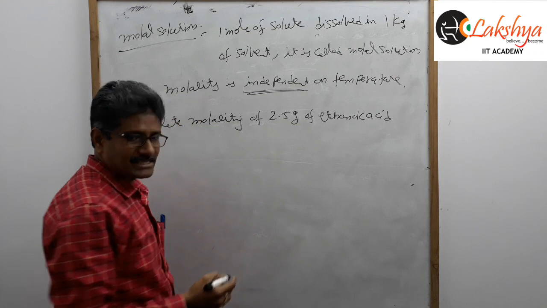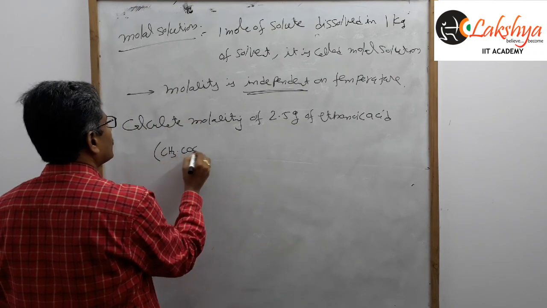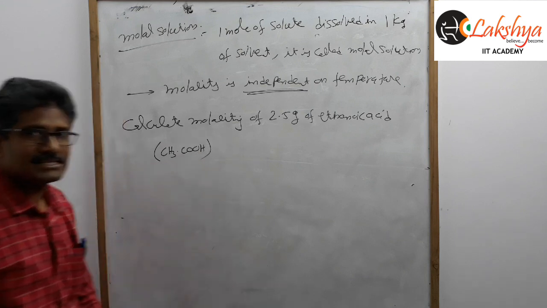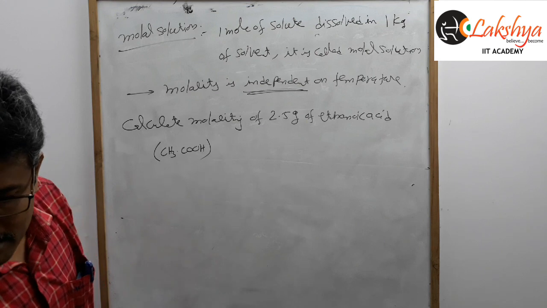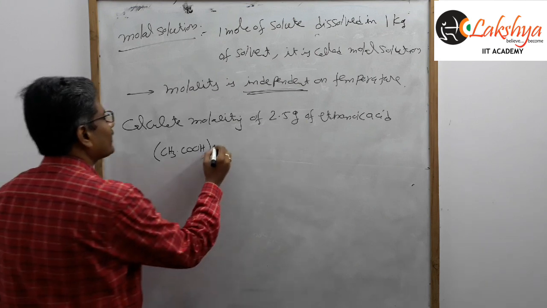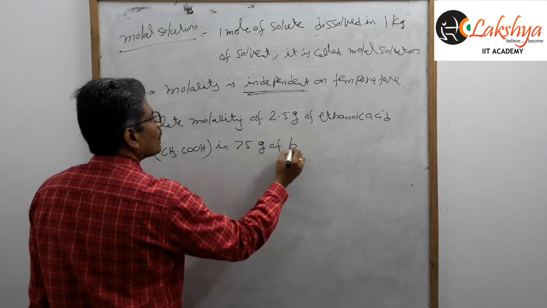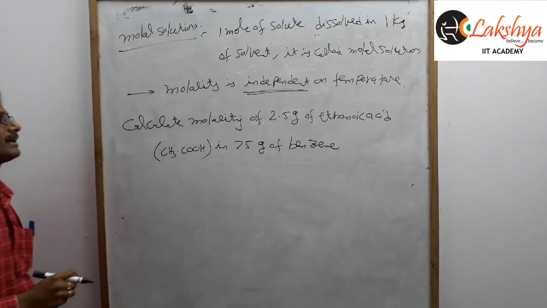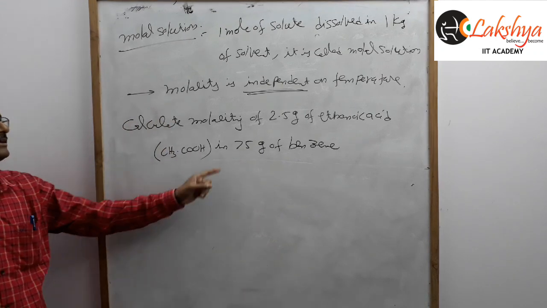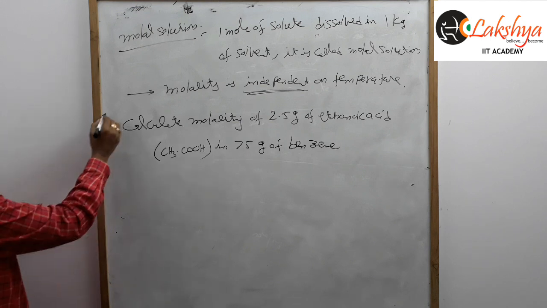2.5 grams of ethanoic acid. In bracket, he gave the formula for ethanoic acid also. Ethanoic acid means CH3COOH, nothing but acetic acid. 2.5 grams of ethanoic acid in 75 grams of benzene. This is the problem.